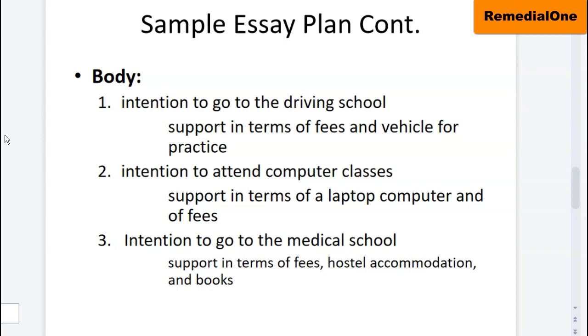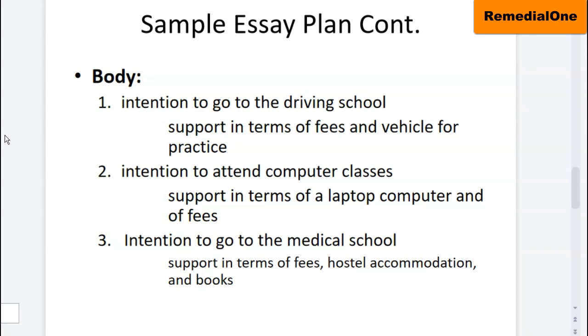Second, he is going to attend computer classes. And to do this, he's going to need his elder brother's support in terms of a laptop computer and fees. That is important. This will then be followed by the third thing he intends to do. Intention to go to the medical school. This looks like a science student who intends to become a medical officer, and he mentions it in his body that he would like to go to the medical school.